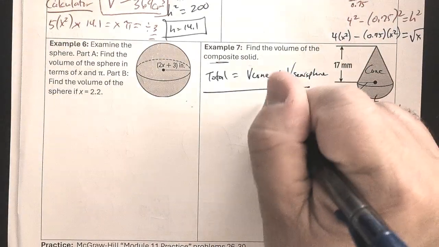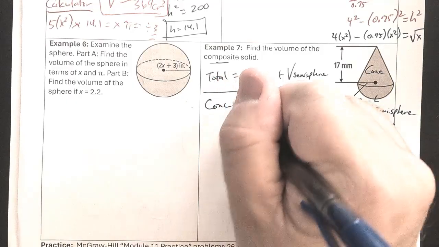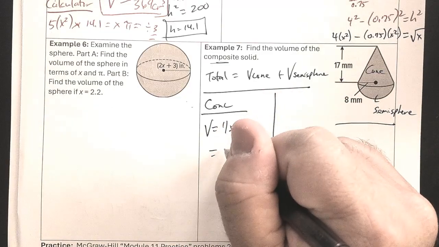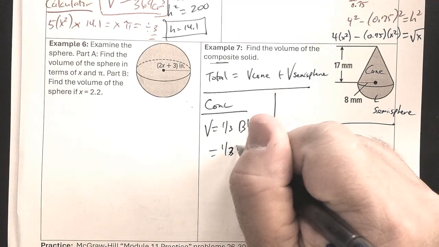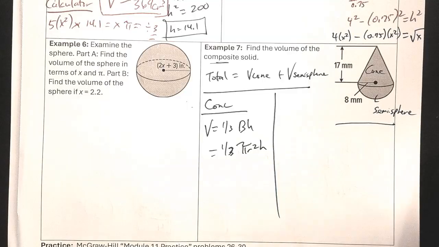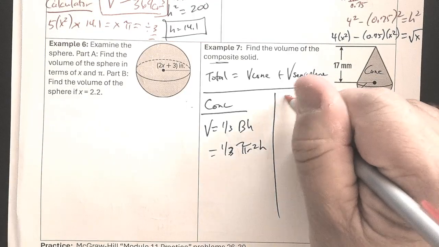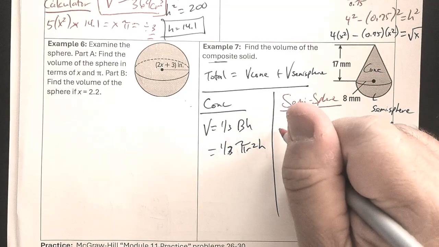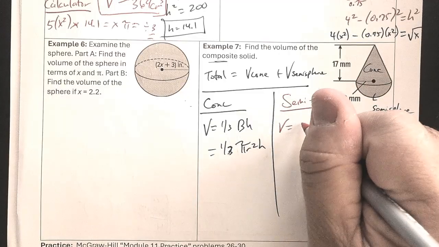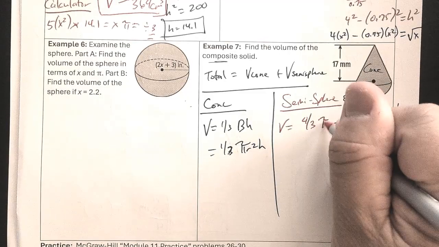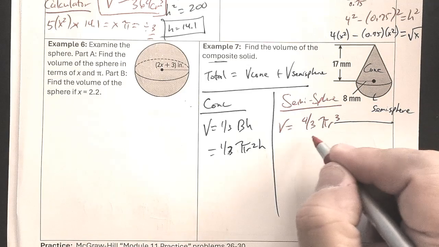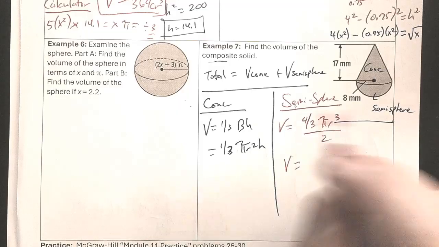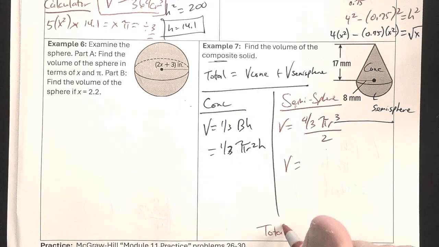Okay. Then you're going to set these up. So cone's going to go over here, and its volume is 1/3 base area times height, or 1/3 pi radius squared h. On this side, because it's not a sphere, it's a semi-sphere, the volume for a sphere is 4/3 pi radius cubed. Now, we're going to divide it by 2 because it's half of that. So you get this, and then total down here, add them together.